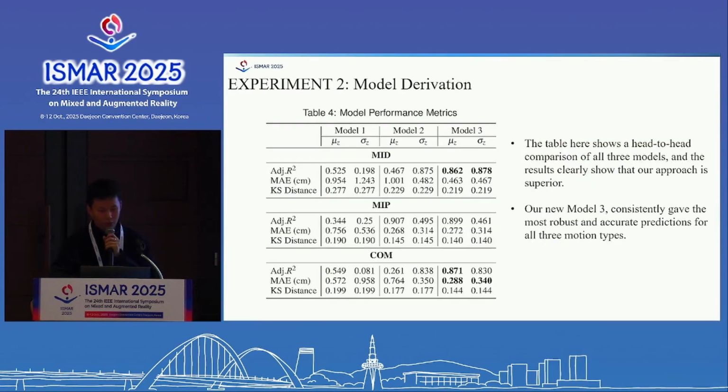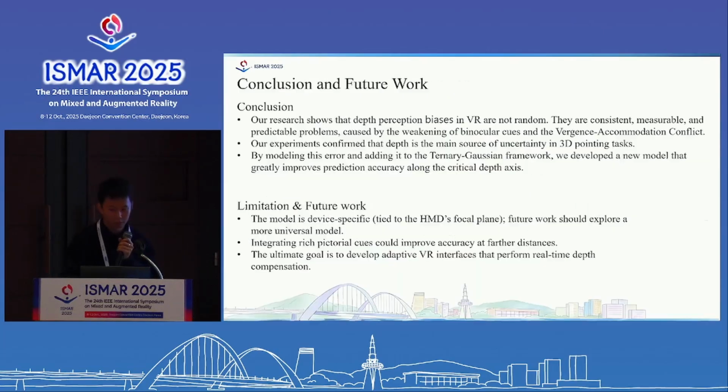The table here shows a head-to-head comparison of all 3 models, and the result clearly showed that our approach is superior. To conclude, our work shows that depth perception errors in VR are predictable problems caused by the VAC and weakening binocular cues. Depth is the main source of uncertainty in 3D pointing. By modeling this error, our new model greatly improves prediction accuracy along the depth axis.